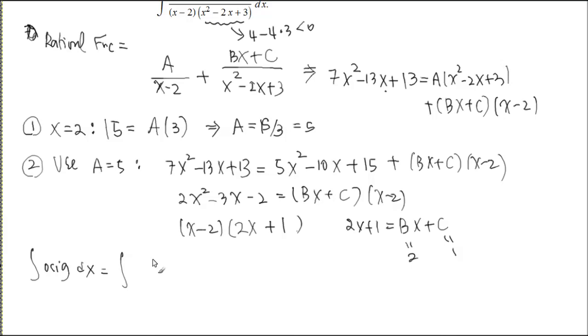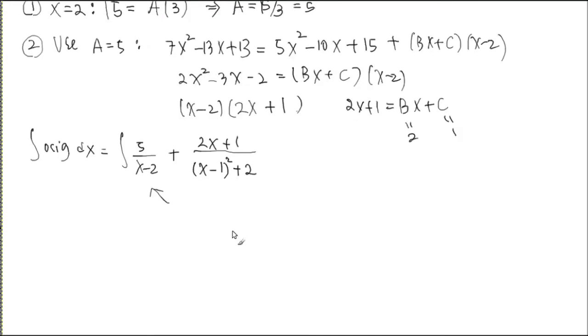Now A is 5. B is what? 2x plus 1, and there is a denominator. If you complete the square, I think it becomes like this. Now this is an easy integral, and that one has to be a u substitution, x minus 1, and further a tangent t substitution, so that you handle that square plus a constant in the denominator.